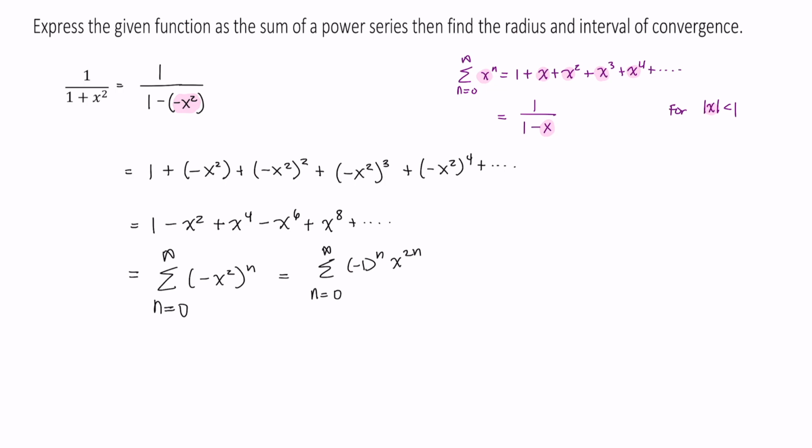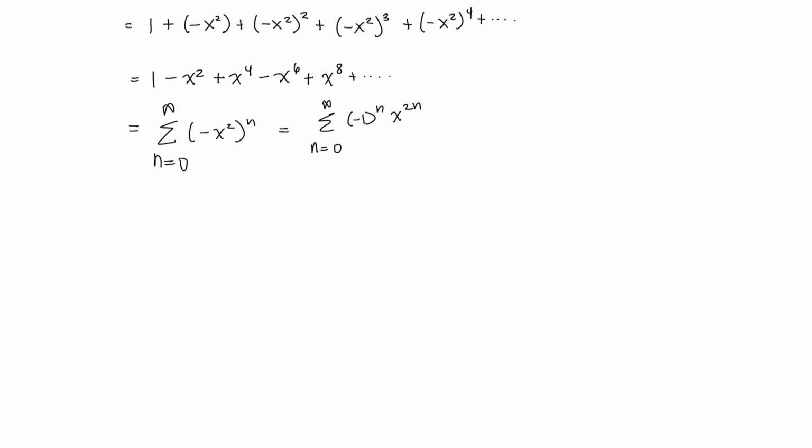Okay, now let's go ahead and find the radius and interval of convergence. To do so, I'm going to apply the ratio test. To apply the ratio test, we want to find the limit as n approaches infinity of the ratio of the next term divided by the previous term. And so long as this limit is less than 1, then we know that the series will converge. So that's our goal.